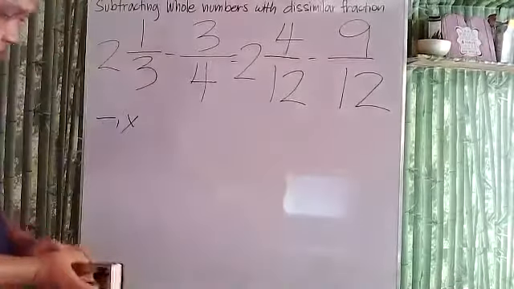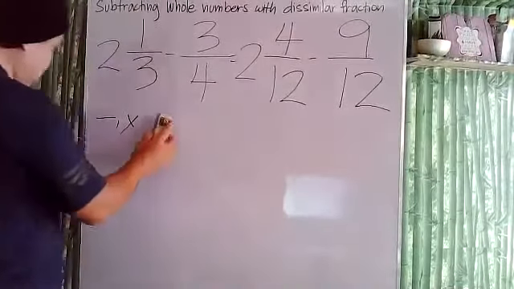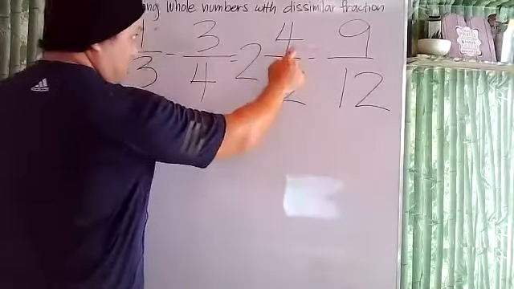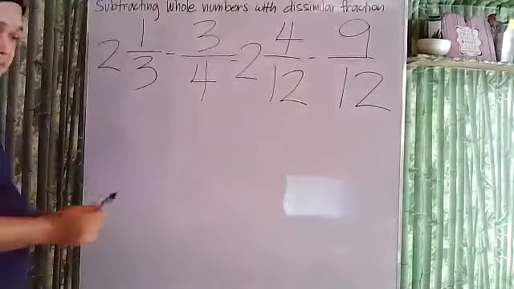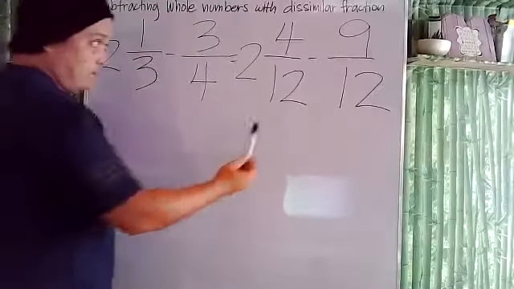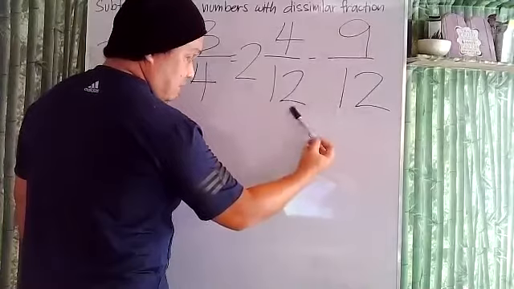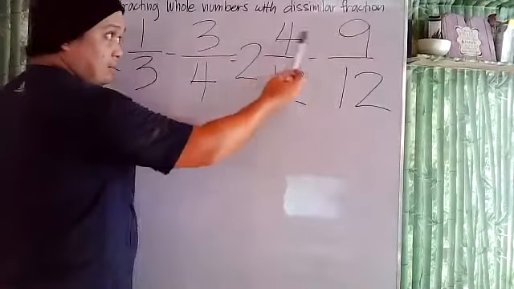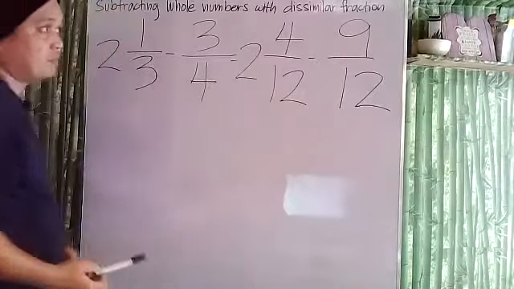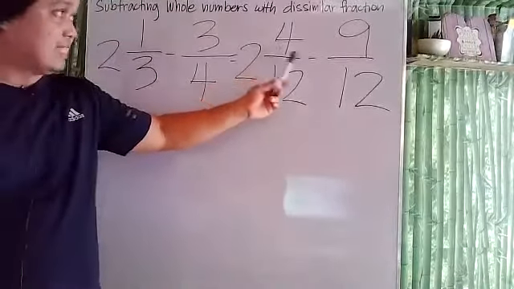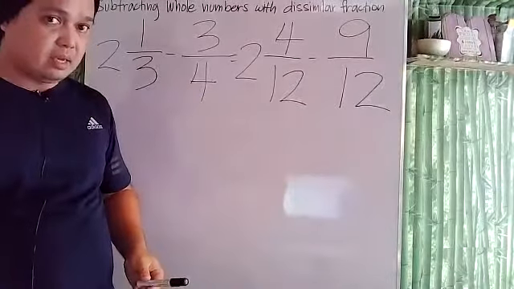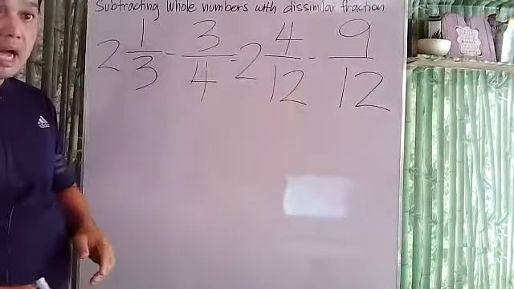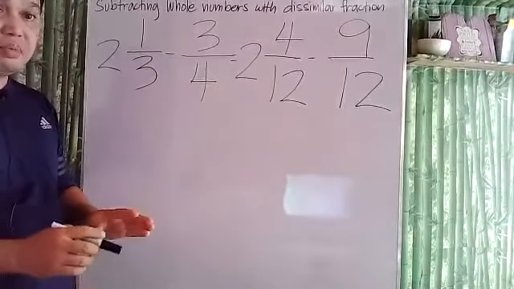Now let's subtract. Now we are subtracting a larger number from a smaller one. Why? Because 4 here is less than 9. Although we have the same denominator already, for our numerator we cannot subtract, because 4 is less than 9. We cannot subtract 9 from 4. Now, how do we do this? How do we subtract this?